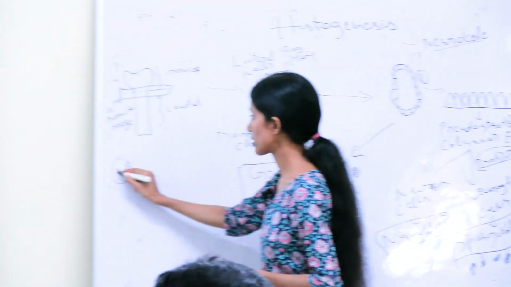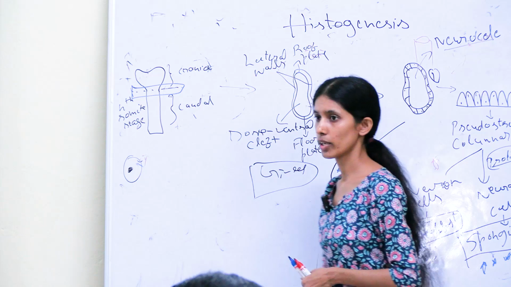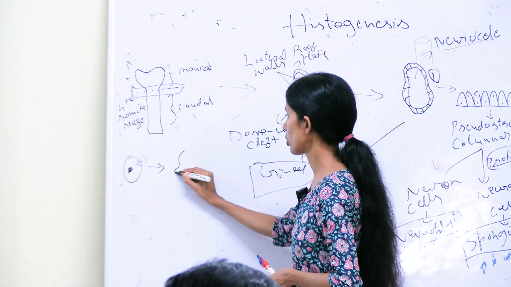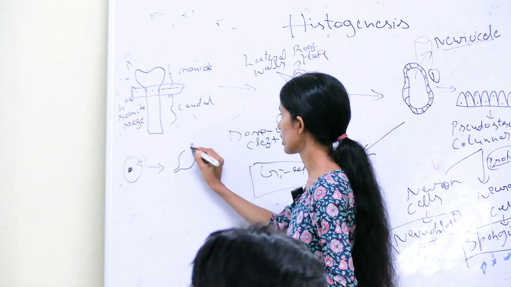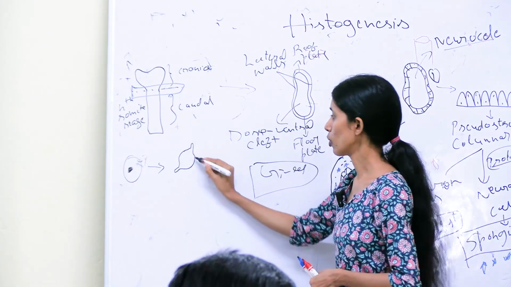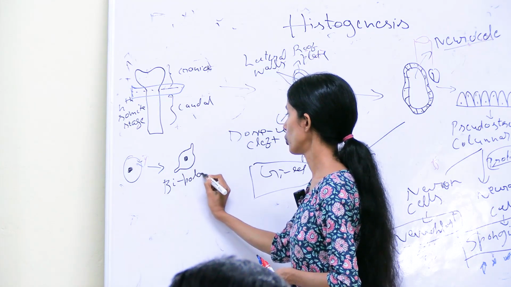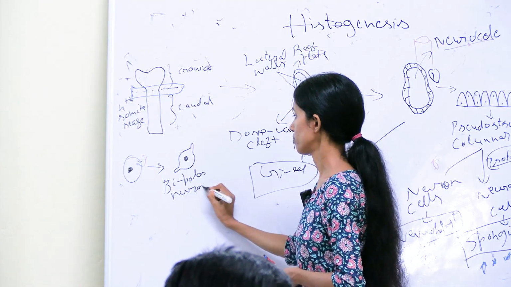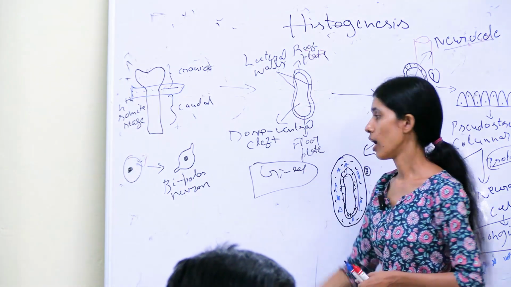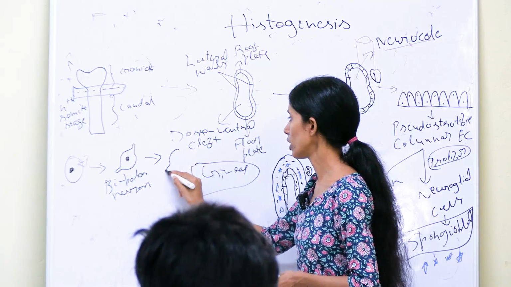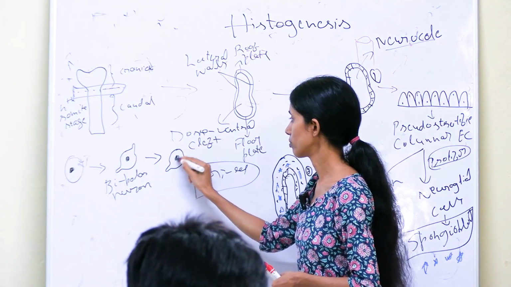This is the neuroblast cell. During the maturation process, it will form a process on both sides like this. Now it will go to the bipolar neuron stage. After that, one of the processes will degenerate and only one process will remain.